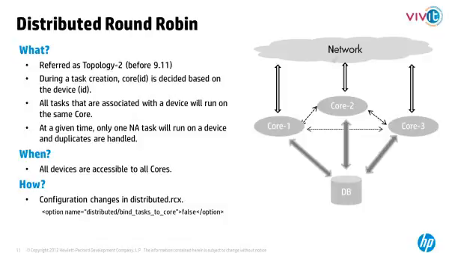Yeah, that's pretty much the next point we covered. All the associated tasks will run on the same core. Yeah, duplicates are handled. That's what distributed round robin is. And when you want to do that, it's very clear, right? All the cores can access the network. And we'll talk more about that in the failover again.